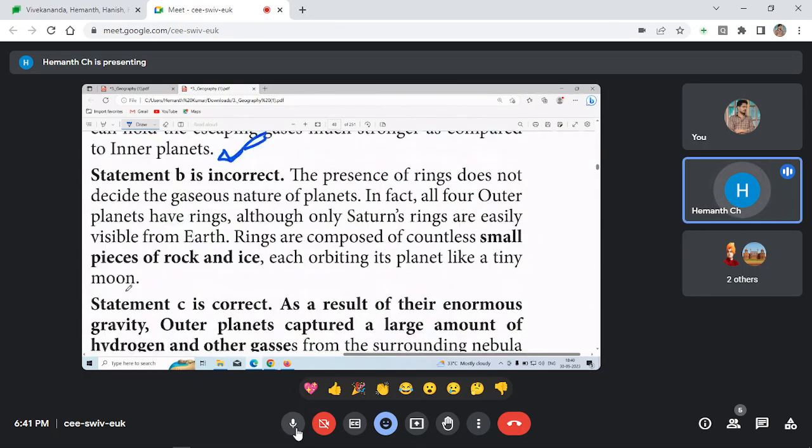The presence of rings does not decide the gaseous nature of planets. In fact, all the four outer planets have rings, although only Saturn's rings are easily visible from the Earth. Rings are composed of countless small pieces of rock and ice, each orbiting its planet like a tiny moon.